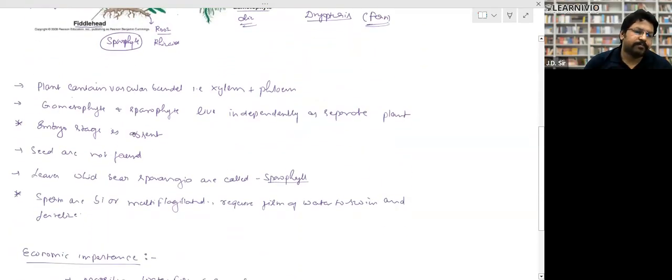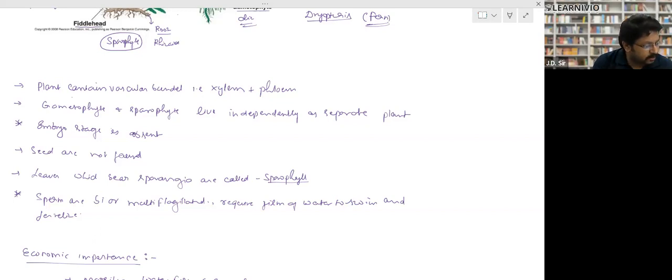So till then on the earth, the plants present were the algae and the bryophyte, but in algae and bryophyte, vascular bundle was not present. So please note it down. First point. The pteridophytes have vascular bundle, that is xylem and phloem tissues.